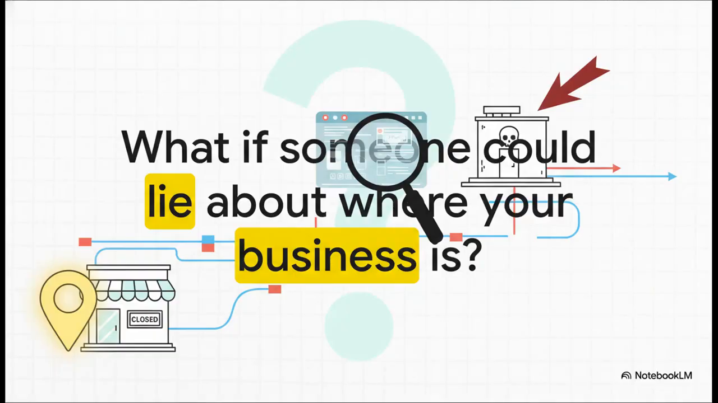Okay, so to really get this, let's think about it in a really simple way. Imagine you own a real physical store. Now, what if one of your competitors could just go into Google Maps and change your address, sending all of your customers over to their shop instead? That would be chaos, right? Well, that's exactly the kind of problem we're talking about in the digital world.